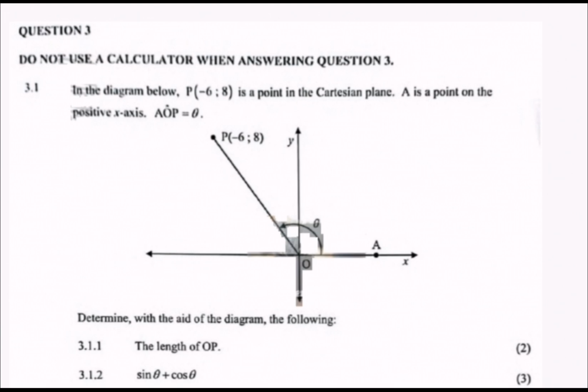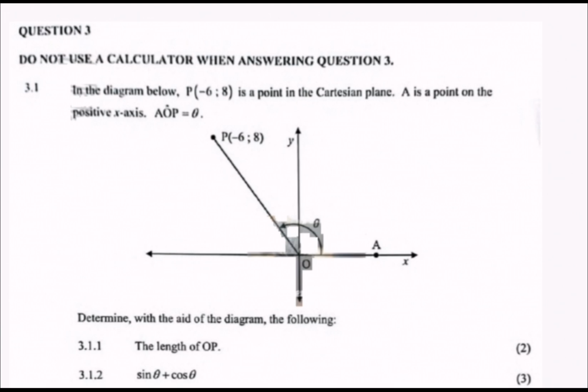So we are told in the diagram below, P(-6; 8) is a point in the Cartesian plane. A is a point on the positive x-axis. Angle AOP is equal to theta. Now most of the time you'll be given 2 points which will be the x value and the y value. Then the following question always asks you to calculate the hypotenuse. Now in this question we're given negative 6 as the x value and positive 8 as the y value.